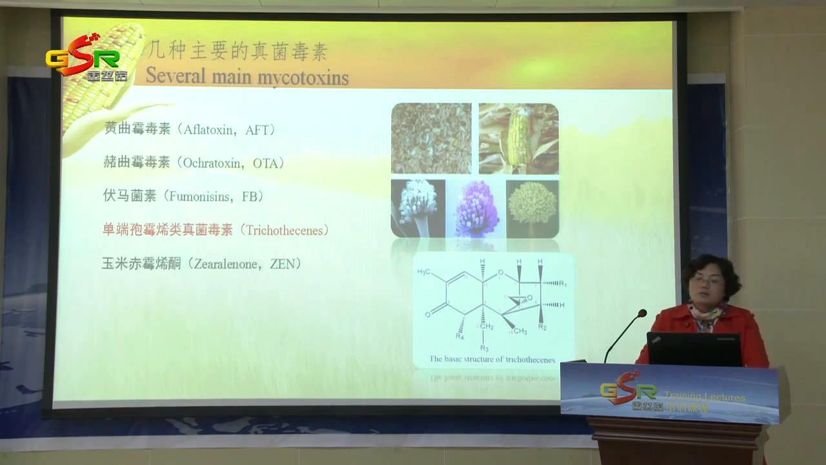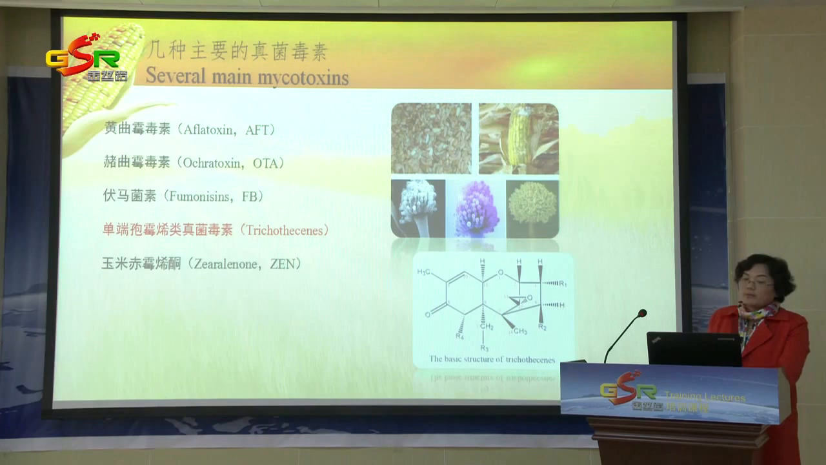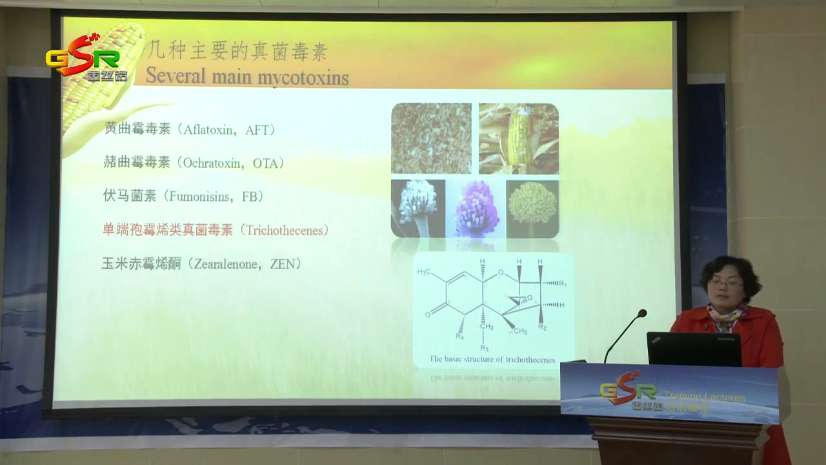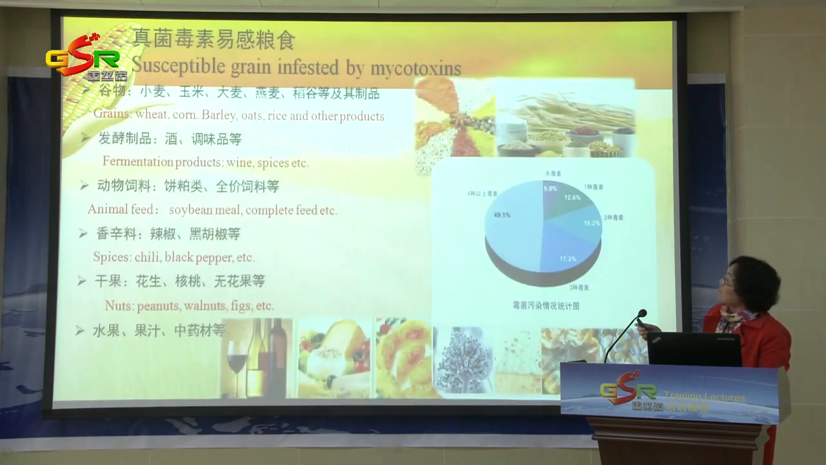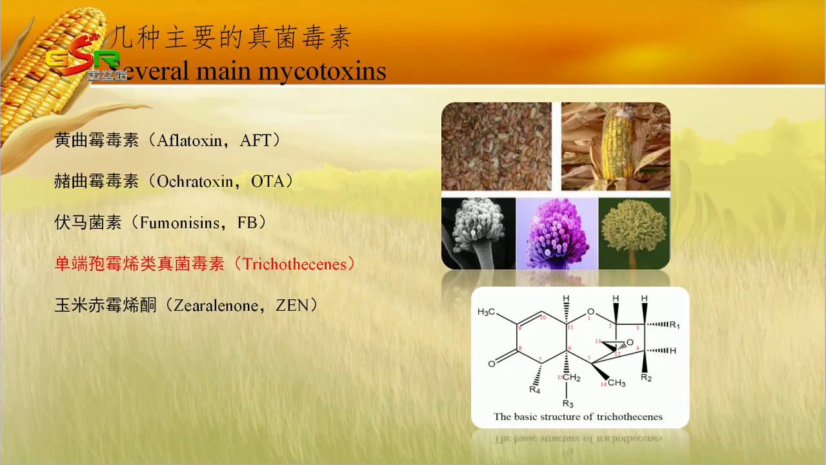There are many more, but only several main mycotoxins. Like AFT is aflatoxin, and OTA is ochratoxin. FB is fumonisin. Another is zearalenone, ZEN, which is a different toxin. But we only pay attention to the effect of mycotoxins on grain.